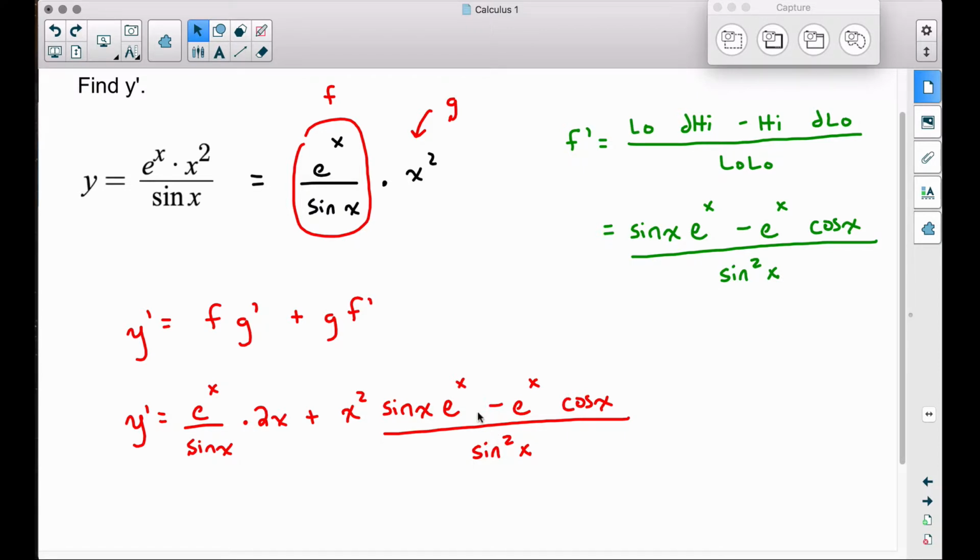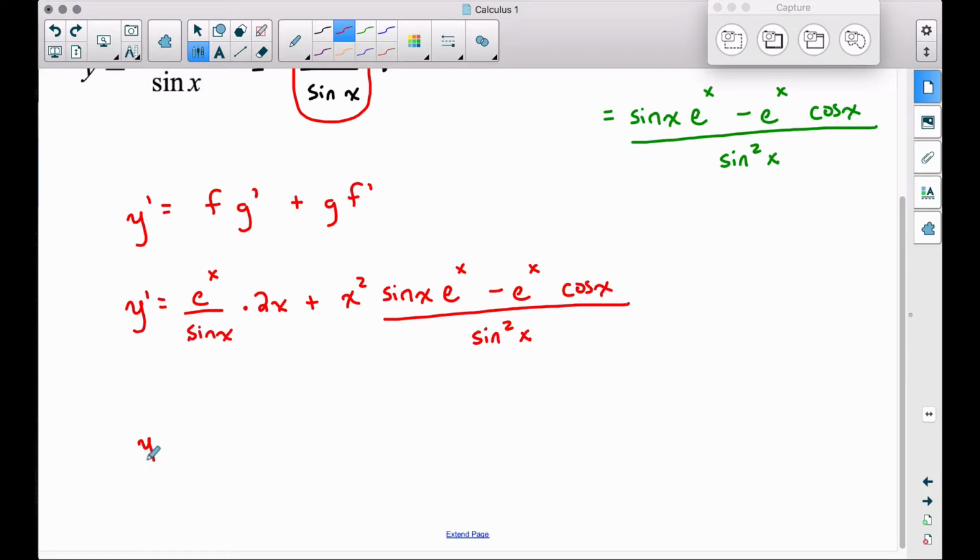Now we are ready to try to simplify this. This is the derivative technically, but we could simplify this, and I'm just going to spend a little bit of time showing you how you could go about simplifying this expression. So first of all, I'm going to rewrite this as y prime equals, we can bring the 2x and the e to the x together into one piece, all over sine of x. We're just multiplying all that stuff together there.